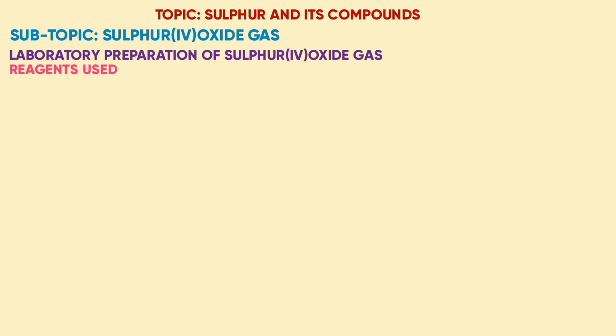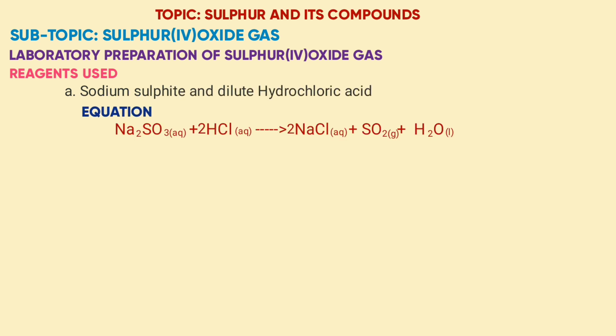Reagents used: A. Sodium sulfite and dilute hydrochloric acid. Equation: sodium sulfite plus hydrochloric acid arrow sodium chloride plus sulfur 4 oxide plus water. Balance the equation, place 2 where there is hydrochloric acid.